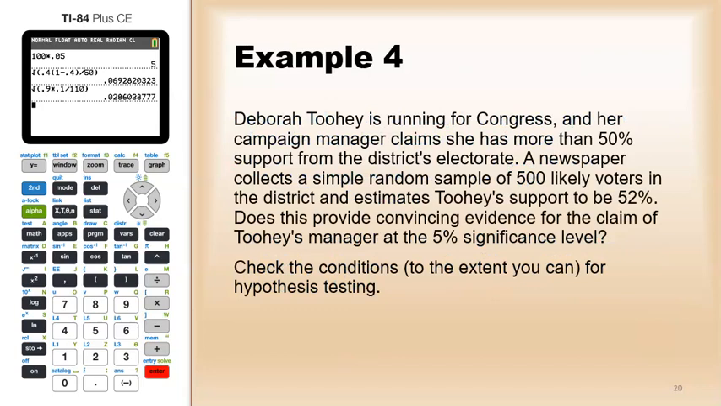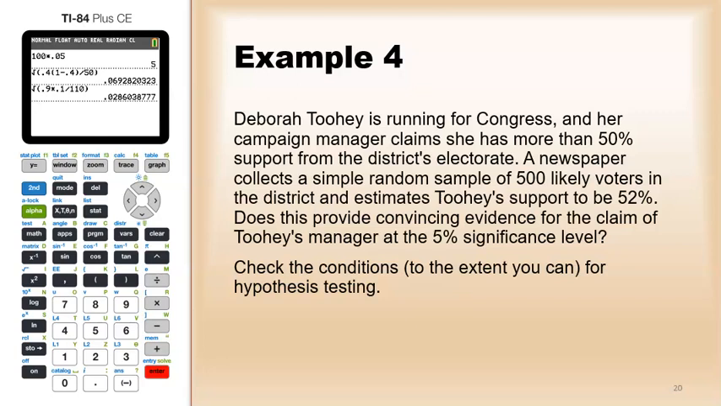Alright, so an example. Deborah Toohey is running for Congress, and her campaign manager claims she has more than 50% of the district's electorate. A newspaper collects a simple random sample of 500 likely voters and estimates Toohey's support to be 52%. Does this provide convincing evidence for the claim of her manager at the 5% level?